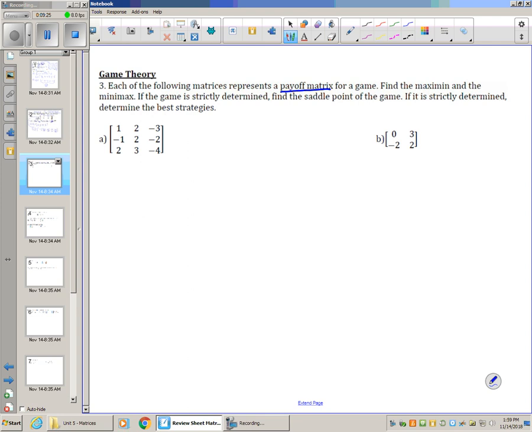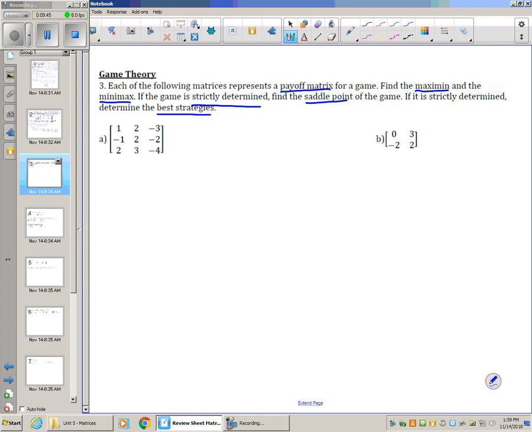Okay, so what we're doing in A and B here is already given the payoff matrix, interpreting how to solve this problem. Okay, so it says each of the following matrices represent a payoff matrix for a game. Find the max and min and the min and max. So we're going to go through all the steps that we need to know how to do game theory. If the game is strictly determined, find the saddle point of the game. If it is strictly determined, talk about the best strategies.